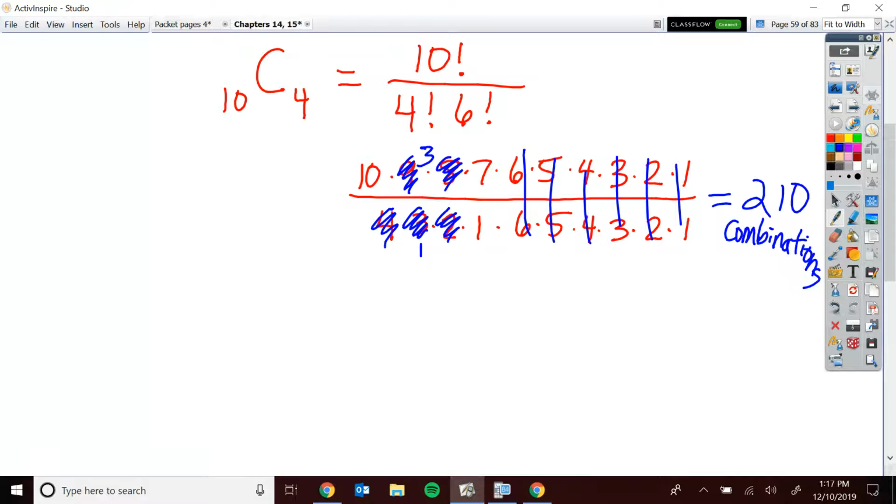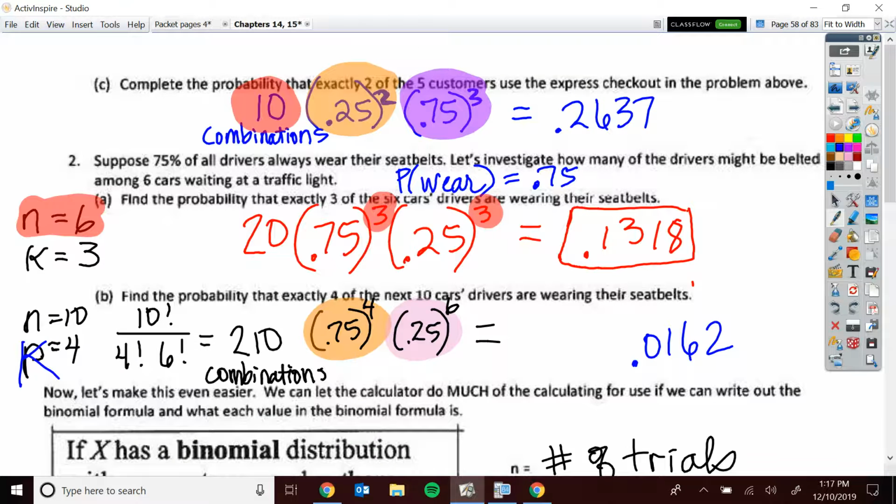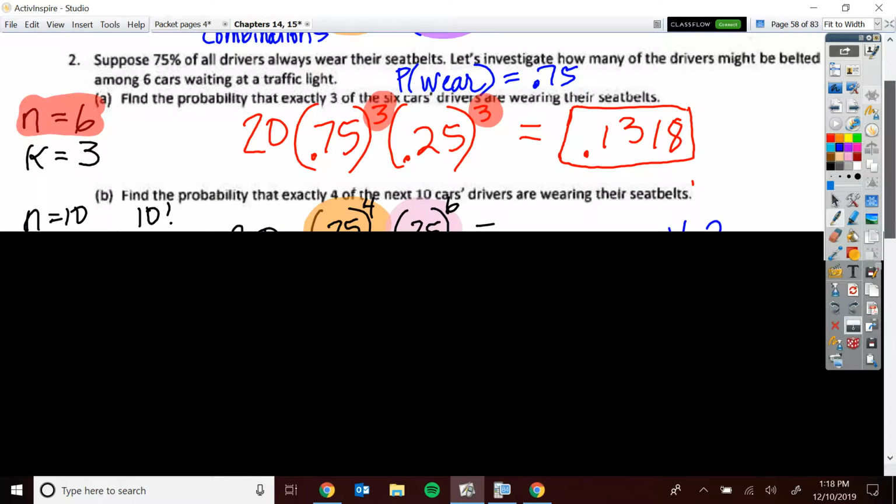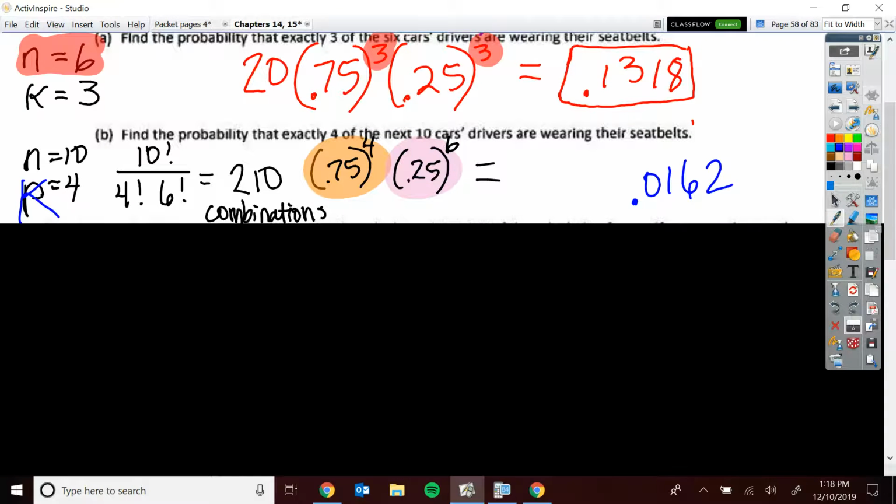210 combinations. Aren't you glad you don't have to write all those out? Guess what that answer is? That one is the 0.0162, that I was ahead of myself.